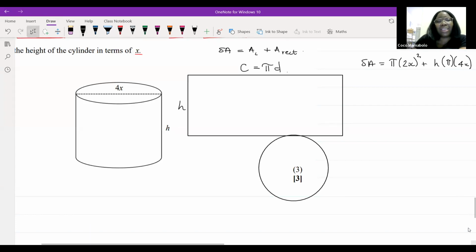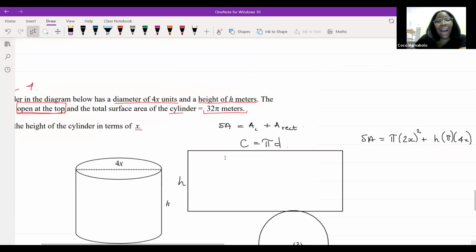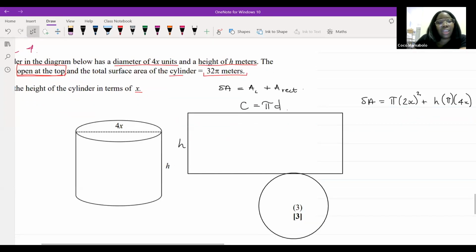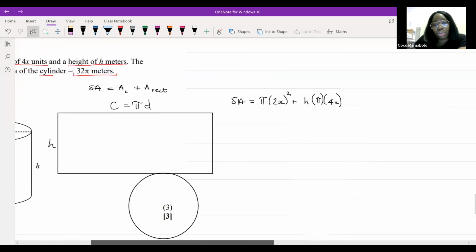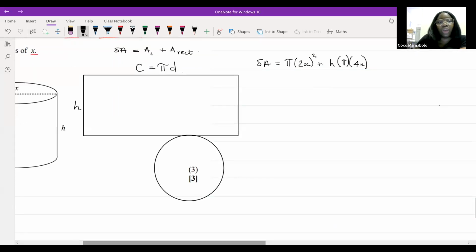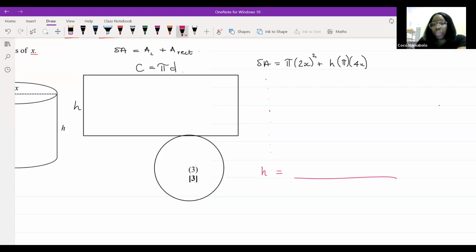They've told me that my surface area is 32 pi, and they want an answer for the height in terms of x. So basically what they want us to do, guys, is take this answer we've got here. We're going to go through a couple of steps, and at the end we must have an answer that says h is equal to something. And that h must come with x's in it. There'll be an x in the answer that we get. So we're going to use literal equations to find this answer.